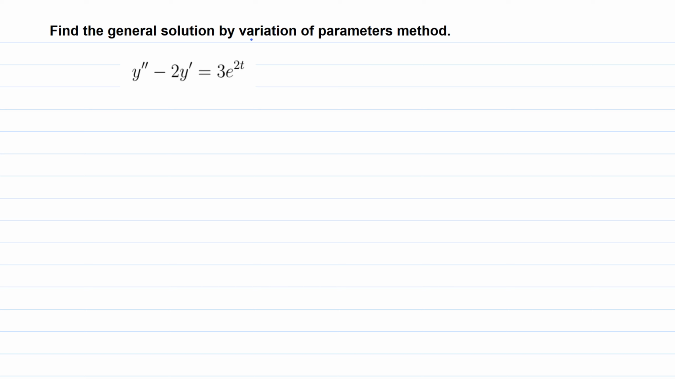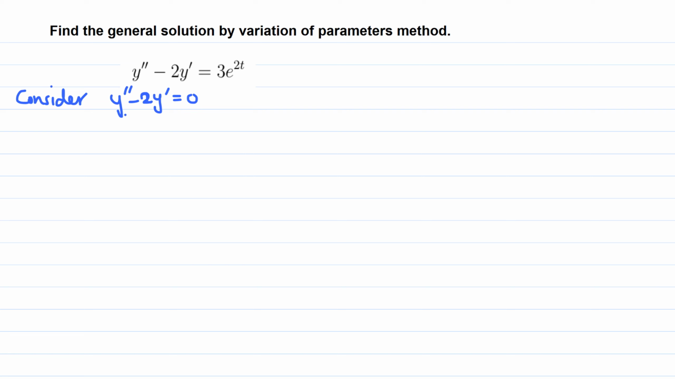Find the general solution by variation of parameters method. So we got a second order linear non-homogeneous ODE. So the solution is given by a sum of complementary and a particular solution. So we first consider the corresponding homogeneous. That means we just take the right hand side 0. So consider y double prime minus 2y prime equals 0.